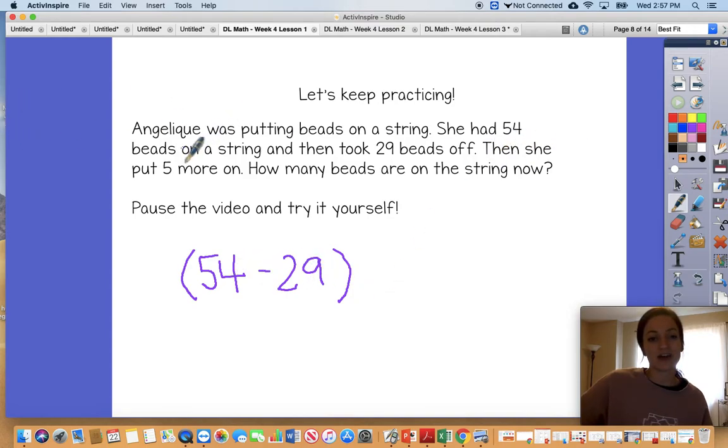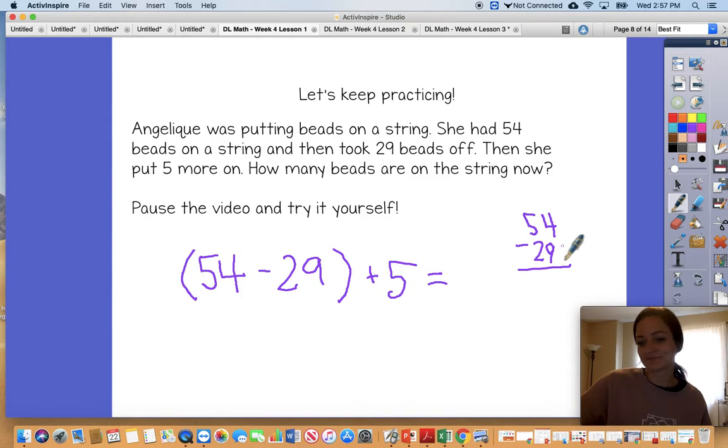Then she put 5 more on. If she's putting 5 more back on, what are we doing? We're adding, right? We've got to add 5 more back onto the string to figure out the total. Okay, so here is our equation, and let's go ahead and find the answer. So 54 minus 29.